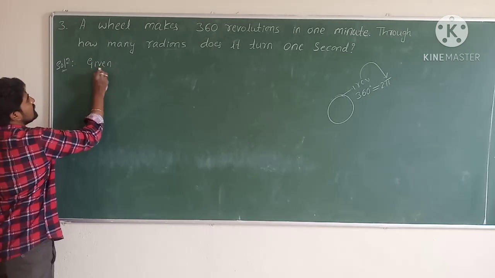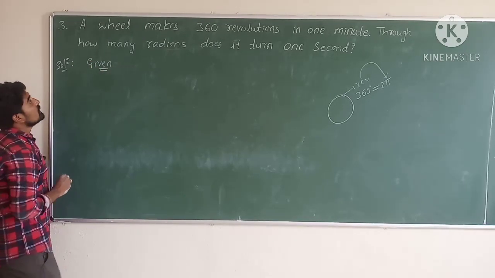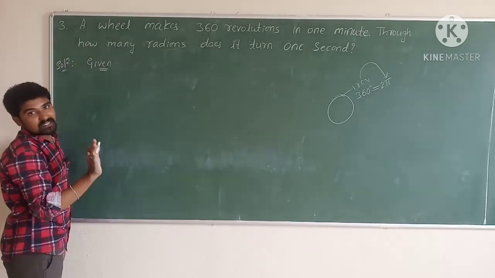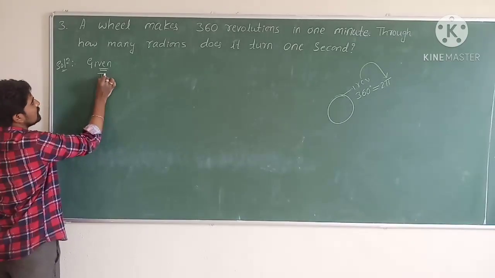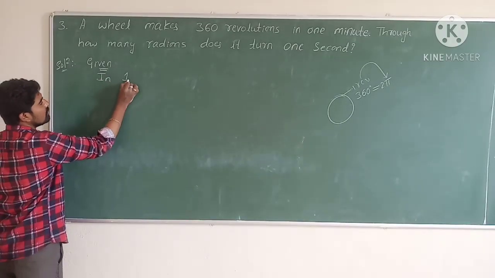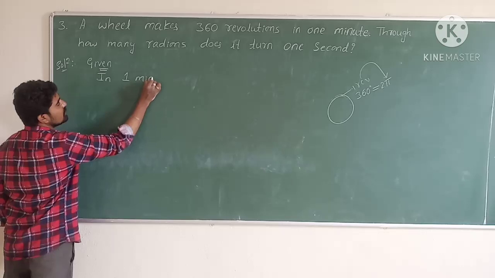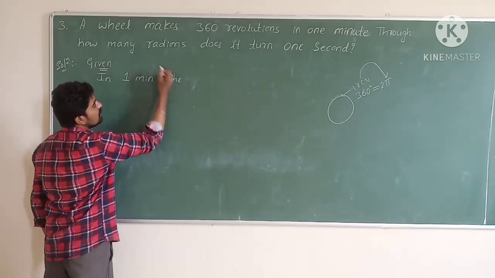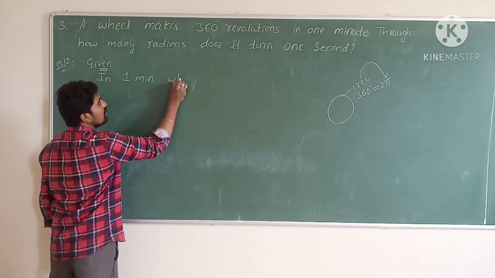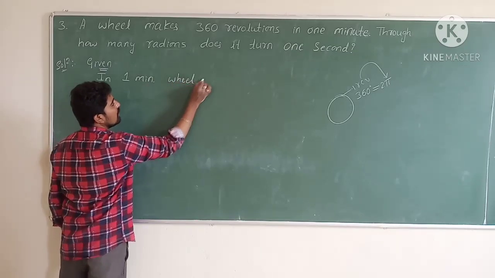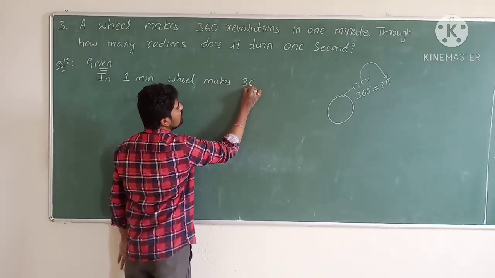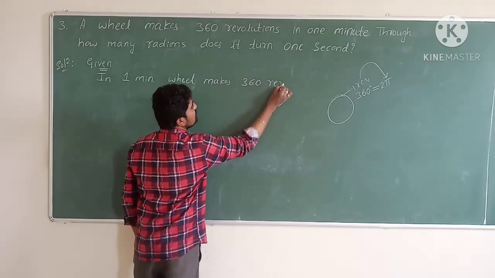what is the given condition? What is given is that in 1 minute that wheel makes 360 revolutions. Given: in 1 minute, wheel makes 360 revolutions.